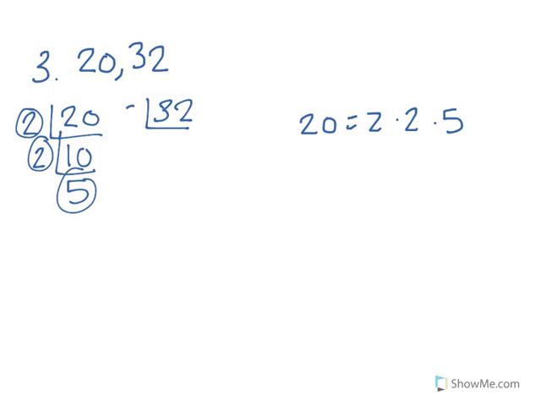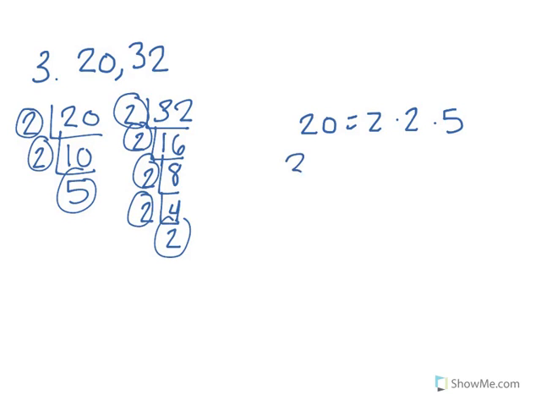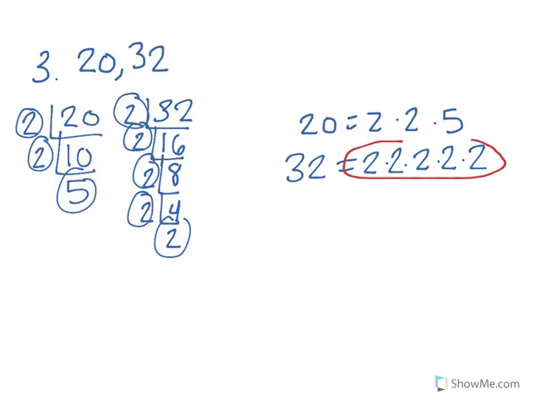Let's try 32. 2 is a factor of 32, gives us 16. 2 is a factor of 16, it gives us 8. 2 is a factor of 8, it gives us 4. 2 is a factor of 4, and it gives us a 2. So 32 equals 2 times 2 times 2 times 2 times 2. I think we found our winner for the 2's. All right, so the winner for the 2's is 32. 32 has the most 2's listed as factors. And then for 5's, 20 has the most 5's. It has 1 5.